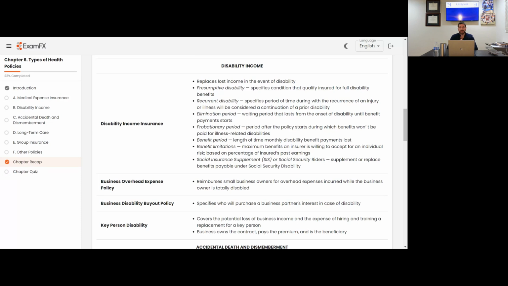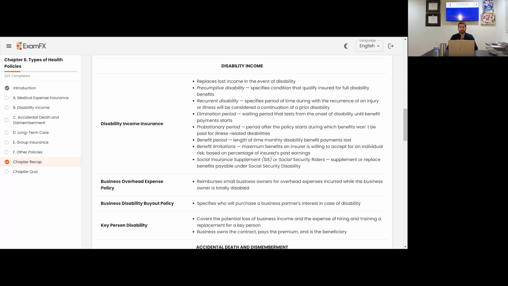Benefit limitations. Maximum benefits an insurer is willing to accept for an individual risk, based on a percentage of the insured's past earnings. They're going to look at all the money that you made in the past and say, hey, if your annual income from your job is $100,000, they're going to provide some max benefits. Typically it's a percentage of 50, 60, 65% that they're willing to pay for disability income. It depends on the insurance carrier, the risk they're willing to take, and also the type of job.